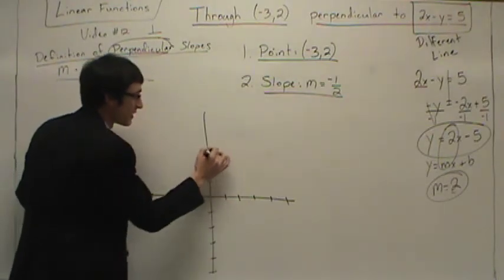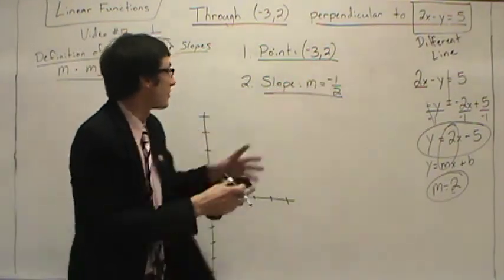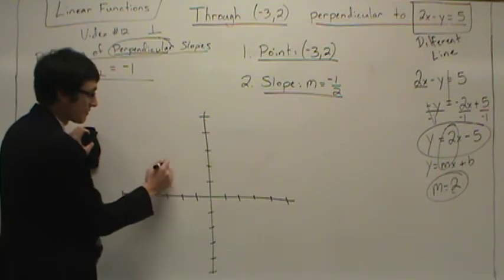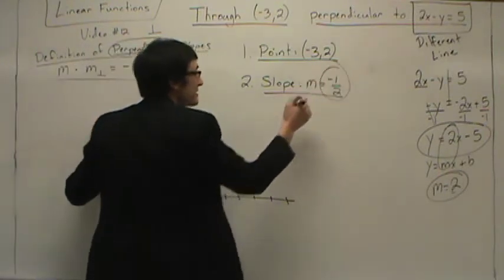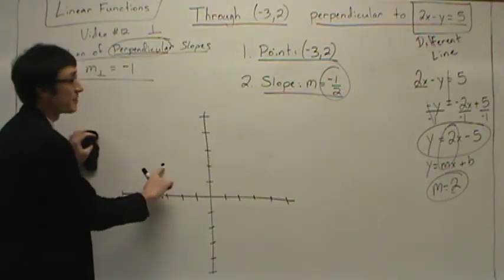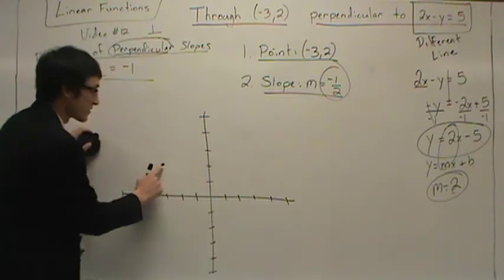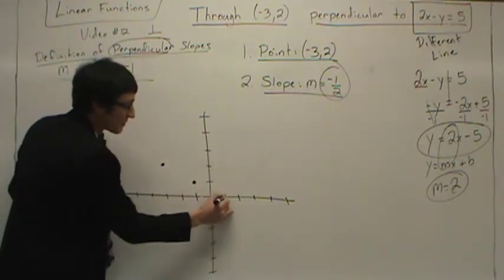Or, again, I always draw, I think, 5 by 5. Okay, negative 3, 2 is our point, so that means 3 units to the left, 2 units up, okay? And the slope is negative 1/2. So this means from here, remember, rise over run, go down 1, right 2. So from here, down 1, right 2, and down 1, right 2.